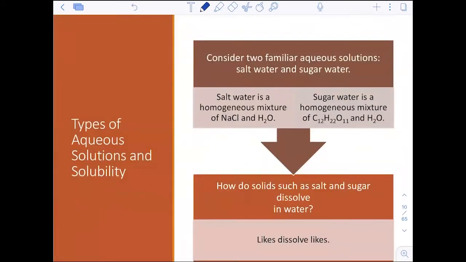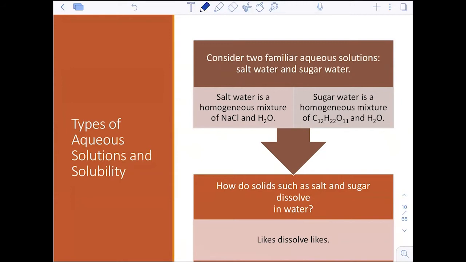Now, types of aqueous solutions and the idea of solubility. What we want to be able to think about are two main types of familiar aqueous solutions, solids adding to water. The first one, salt water, sodium chloride dissolves in H2O. And the other one you've probably also done before is sugar in water, C12H22O11, sucrose in water.